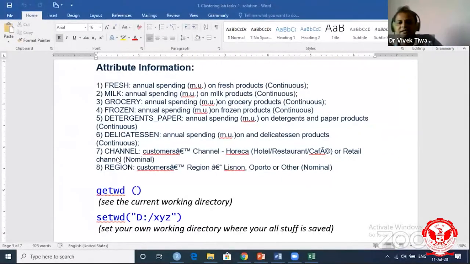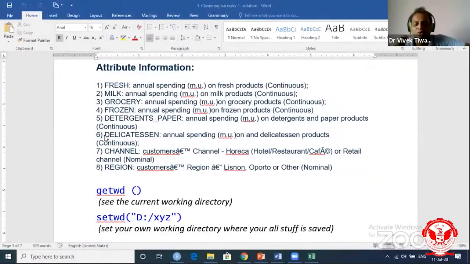If I feed that data set exactly as it is given to me to the clustering algorithm, the result we receive cannot be interpreted, or the results are not acceptable. Why? The reason is that the first six variables written over there are numerical variables, continuous variables. The last two variables, channel and region, are categorical variables.